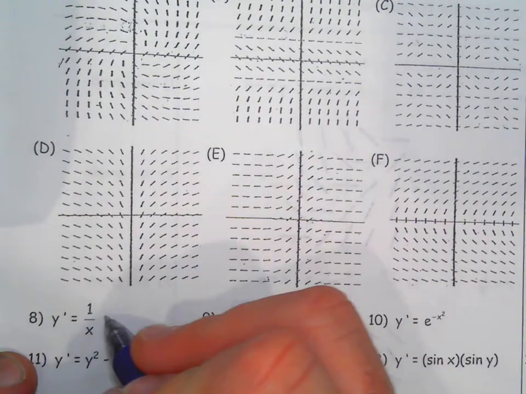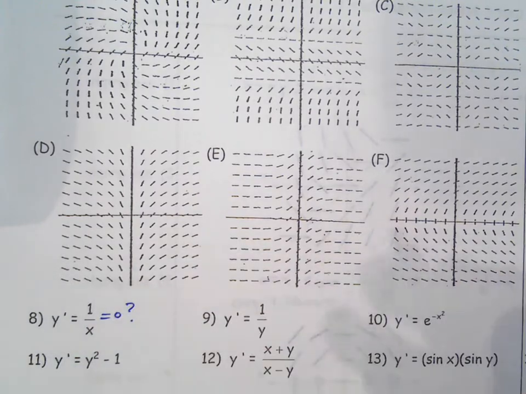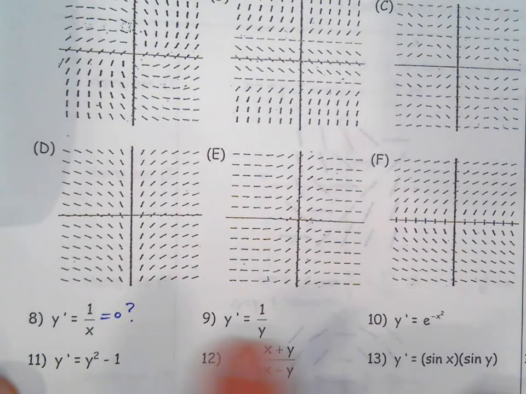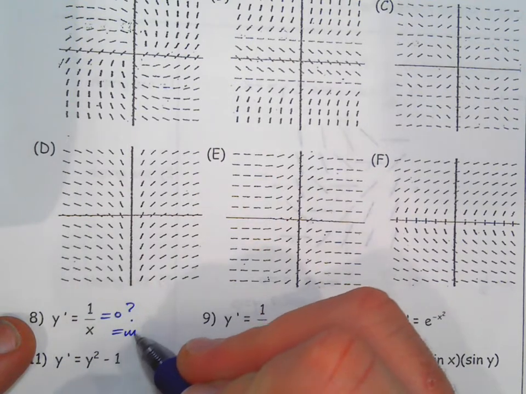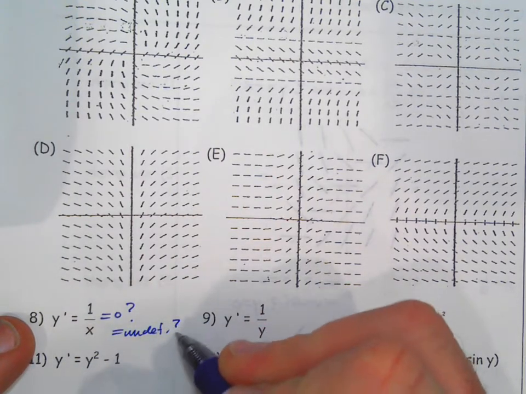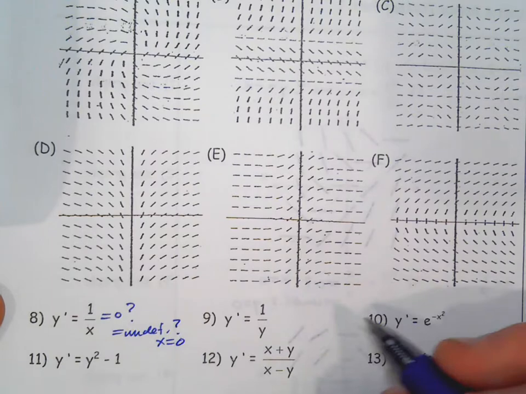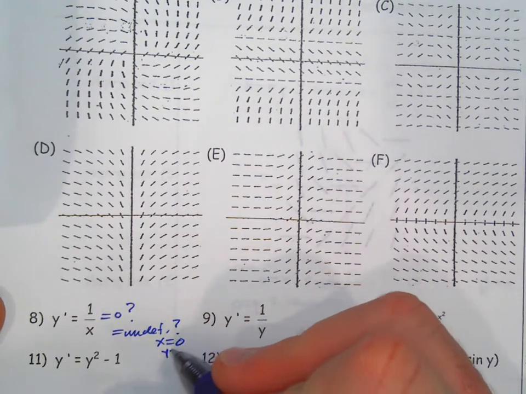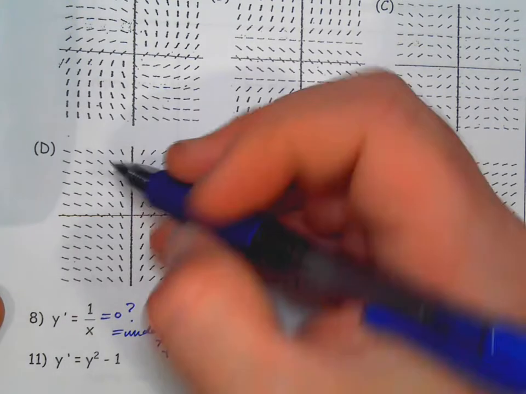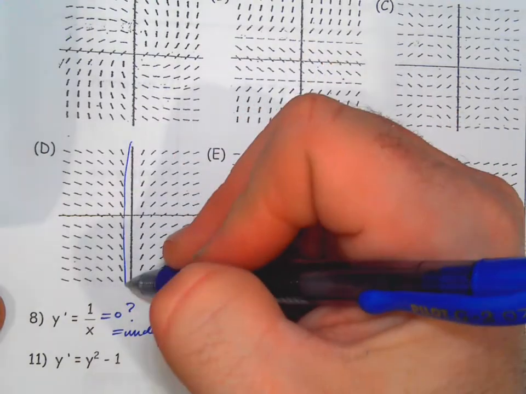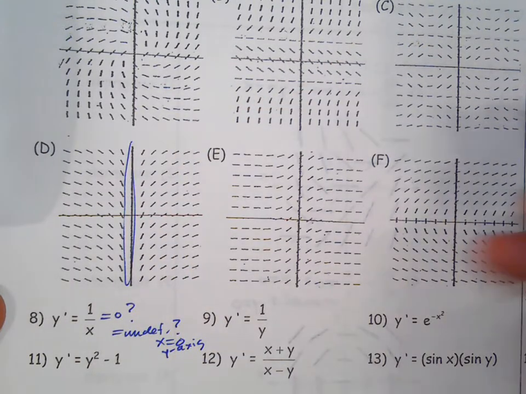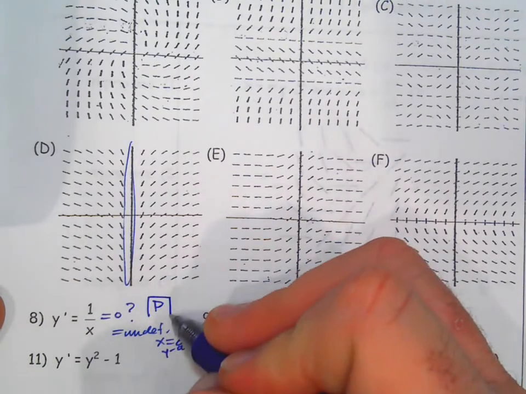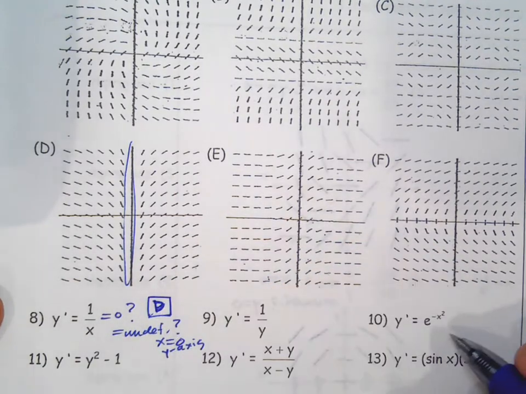So you might say, well, when does this equal 0? Nowhere. So whatever the answer is, it just better not have... when's it undefined? Well, that's going to be at x equals 0. So along the y-axis, you should have vertical slopes. So that kind of looks like D, right? I think that's the only one. So I feel pretty comfortable going with D for number 8.